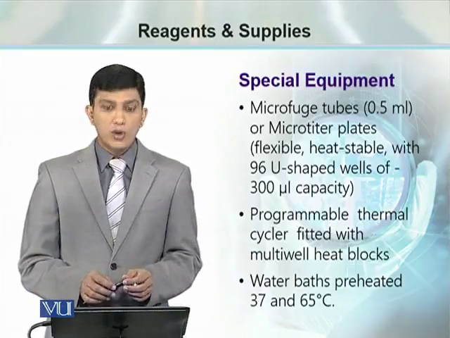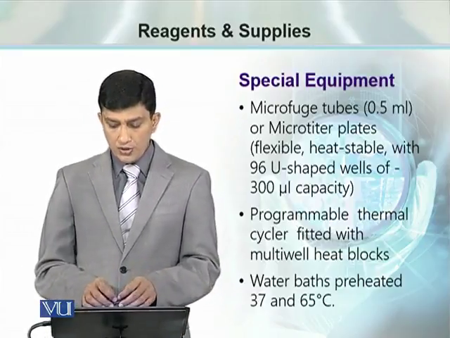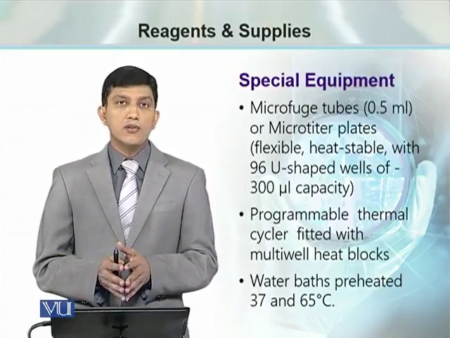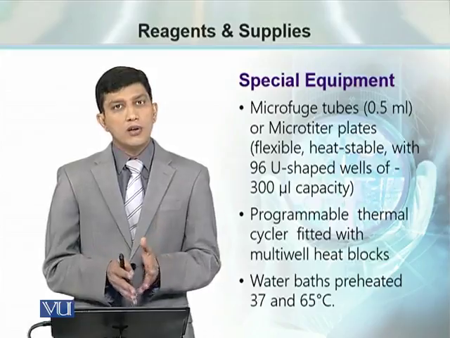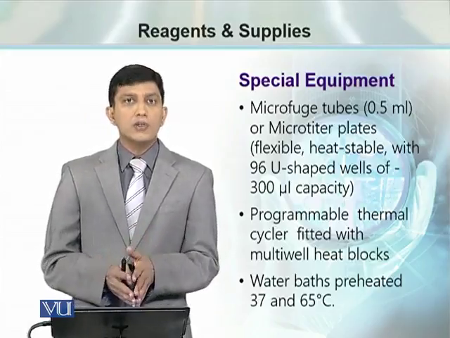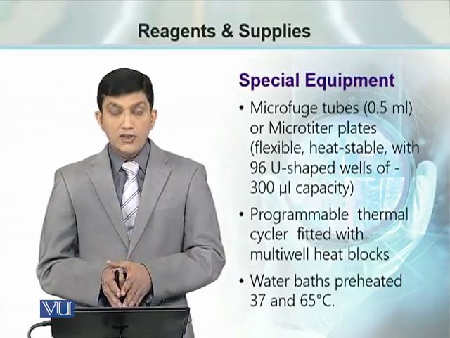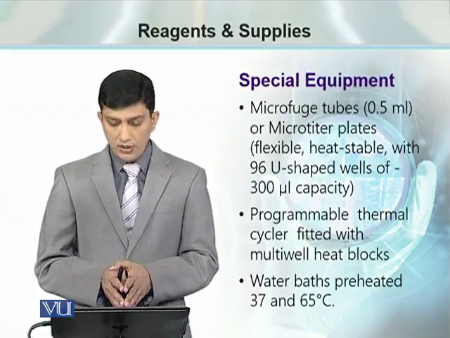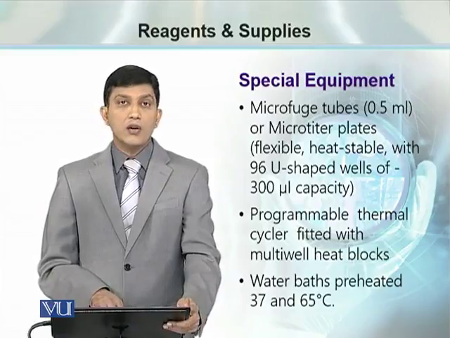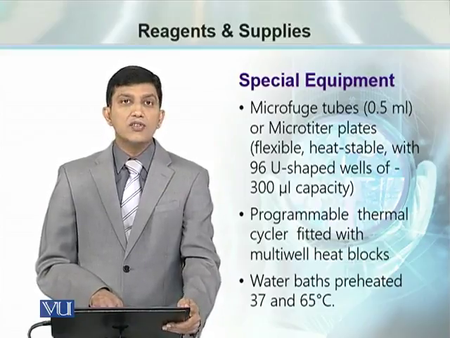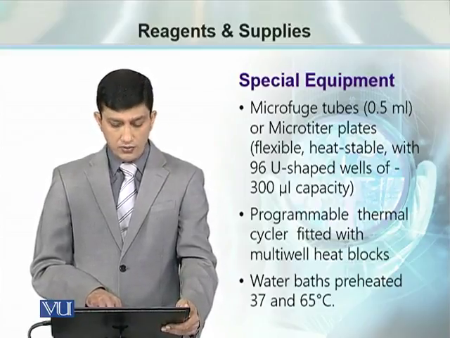Special equipment में we need microfuge tubes or plates, whatever is the choice. Number of samples पे depend करता है. आपके samples कम हैं, you can use the tubes. आपके पास sample sequencing के ज़्यादा हैं, you can use 96 well microtiter plate. And the thermal cycler is required. Water baths are required, preheated at 37 degrees centigrade and 65 degrees centigrade.